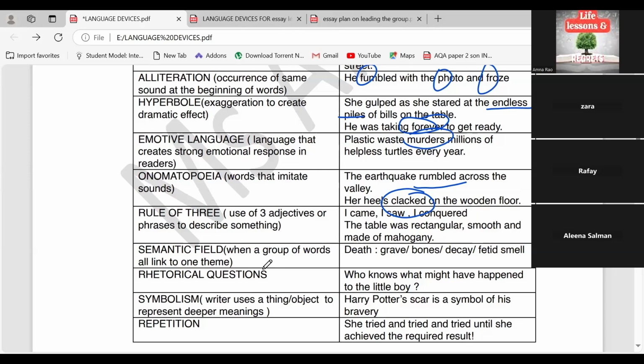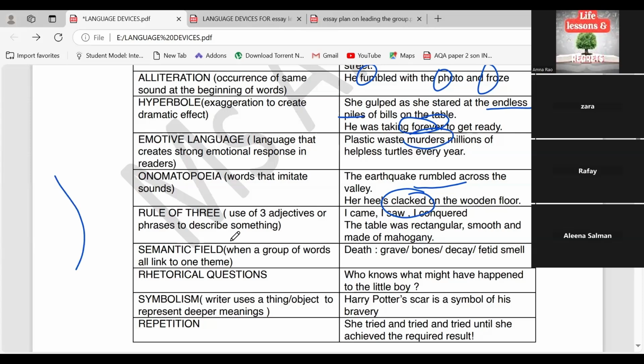Rhetorical questions are very important. Rhetorical questions are the questions which require no answer. They are used not only in essay writing, but also in directed writing. Who knows what might have happened to the little boy? Don't you think we should do something? In essay writing, in narratives, rhetorical questions should come up like thoughts in your mind. For example, is that really true? Should I believe him? Should I take up this task or should I abandon it? So these are the questions which were nagging my mind. So this is how I can use this device very easily in my narrative essay.